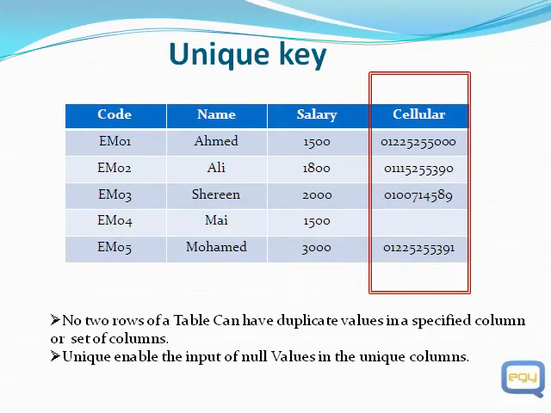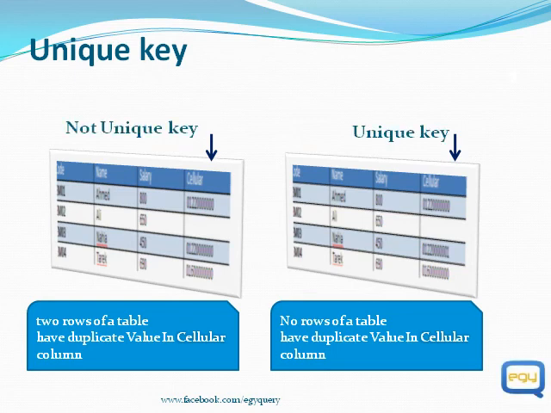Unique key. The unique key constraint requires that every value in a column or set of columns must be unique. In other words, no two rows of a table can have duplicate values in a specified column or set of columns. For instance, no two employees can have the same cellular number. Unique constraints enable the input of null values in their unique columns. Furthermore, repeating or duplicating null values in their unique columns does not violate their unique constraint, because null values are inapplicable and not equal to any known value. Look at the picture to see the difference between unique key column and non-unique key.